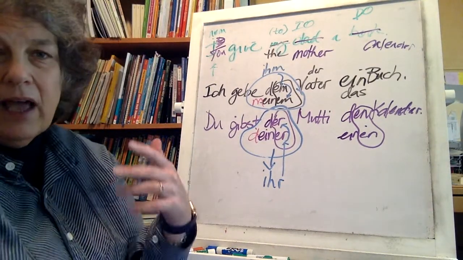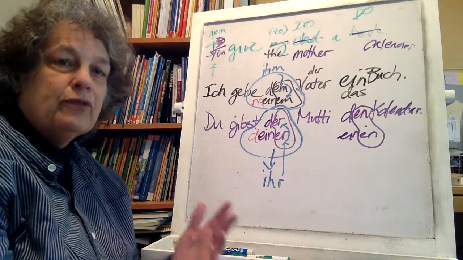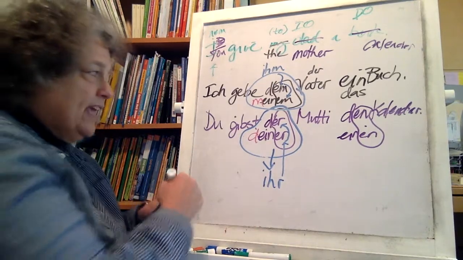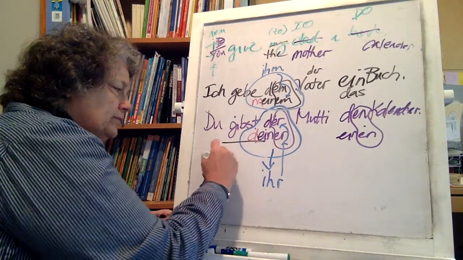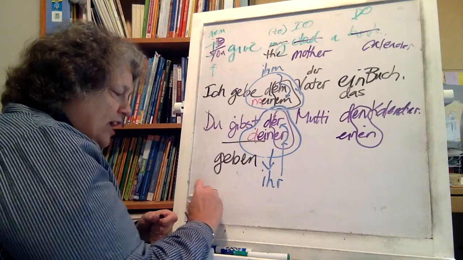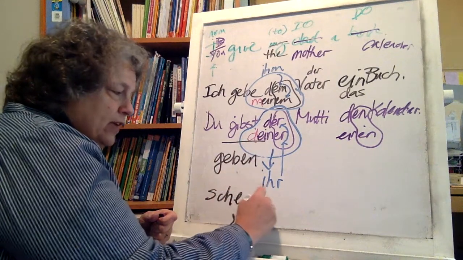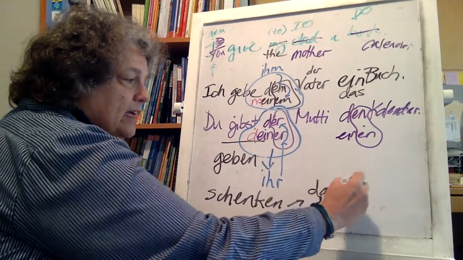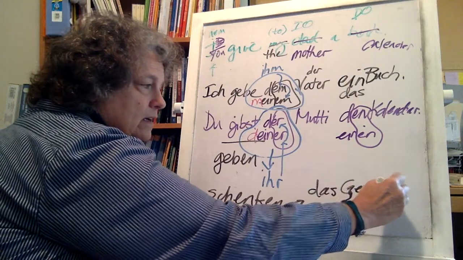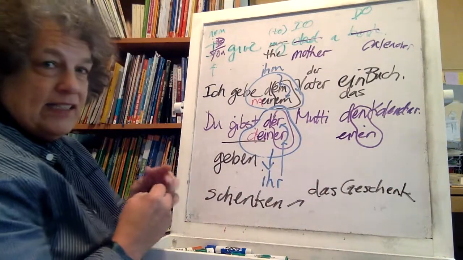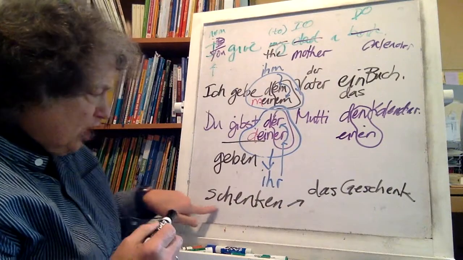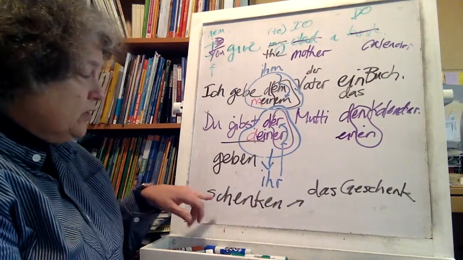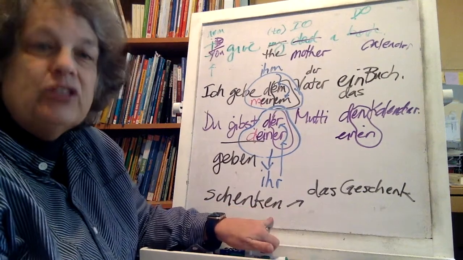Because of the nature of dative being 2 or 4, we tend to only use 2 verbs in this unit. We use geben, which is what we've used here. And we use schenken. Schenken also means to give. If you know the word for gift, gift is das Geschenk. So das Geschenk, schenken. You see, it's the same stem, the same root. So schenken means to give, but it implies to give a gift.